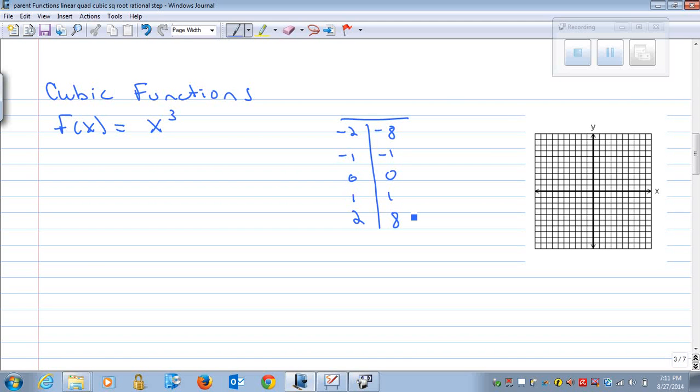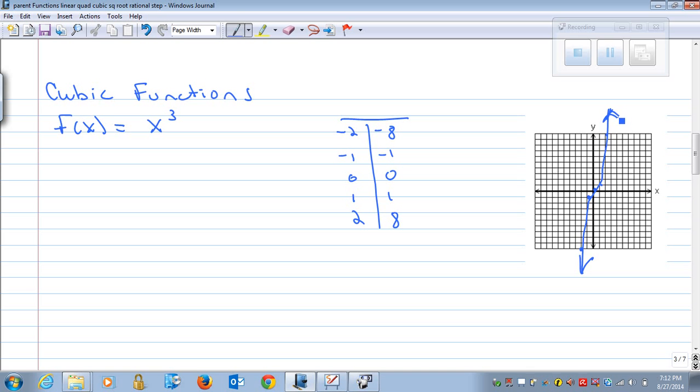All right, when we plot those points, we would have, again, the origin, and then we would have (1, 1), and we would have (2, 8). And on the left, we have (-1, -1), and then we have (-2, -8). And your cubic graph would look something like this.